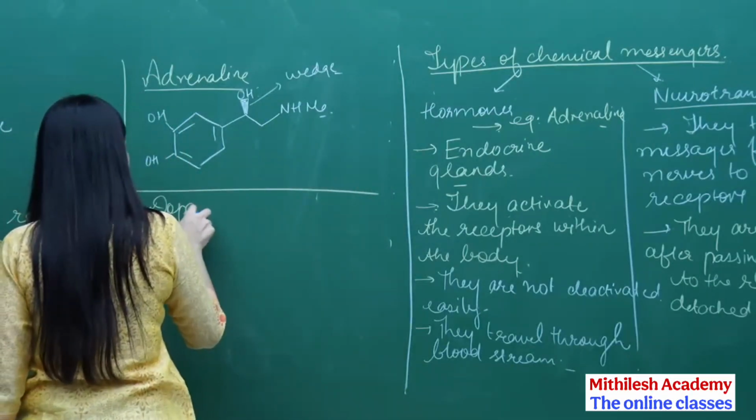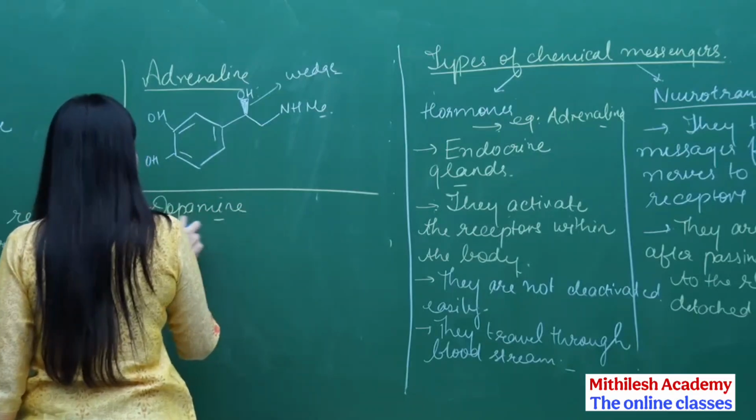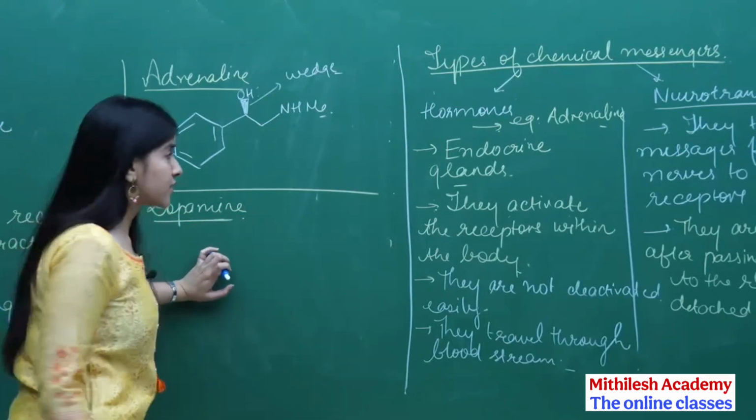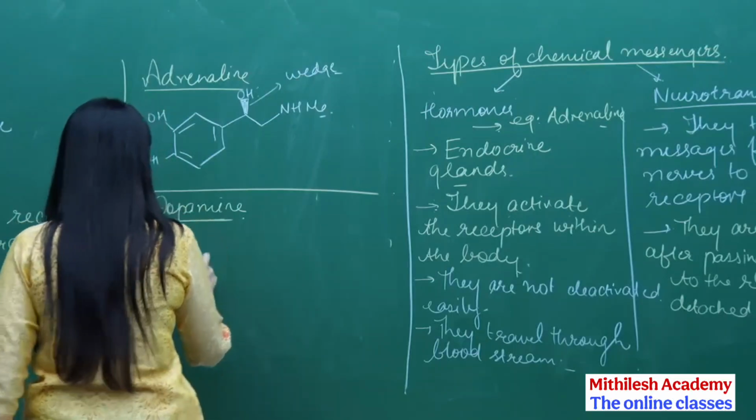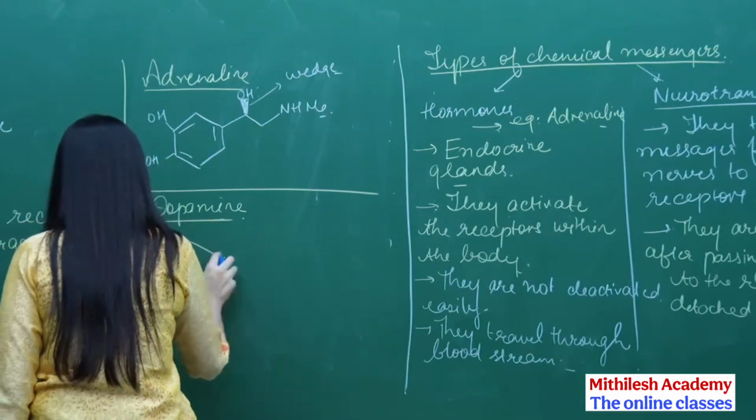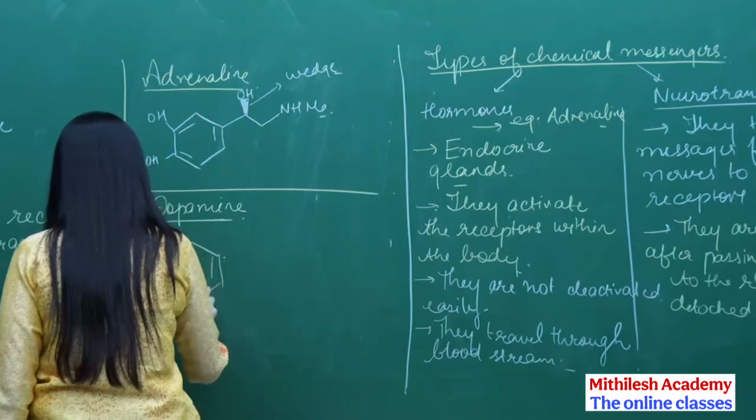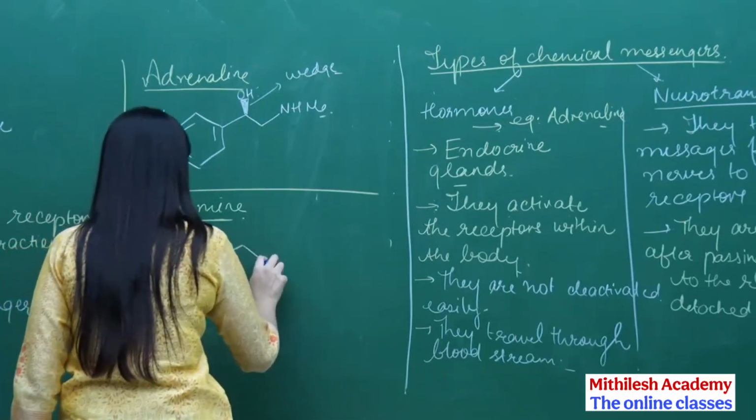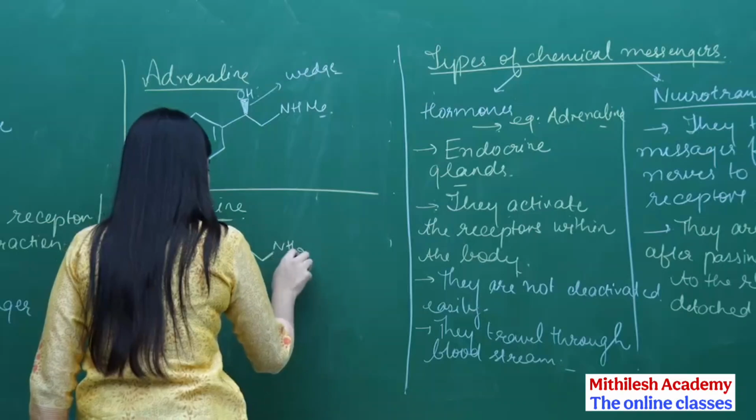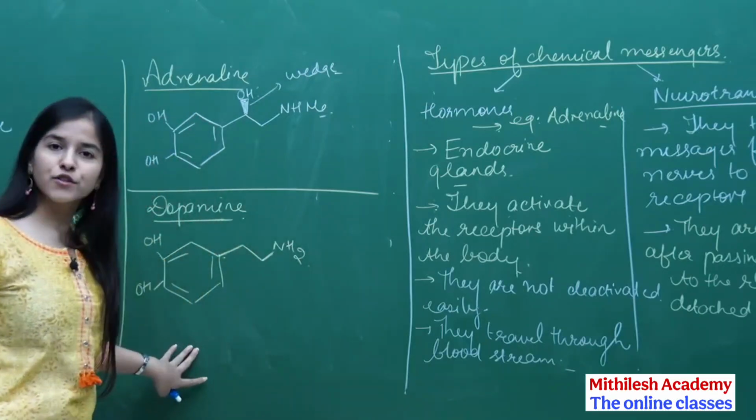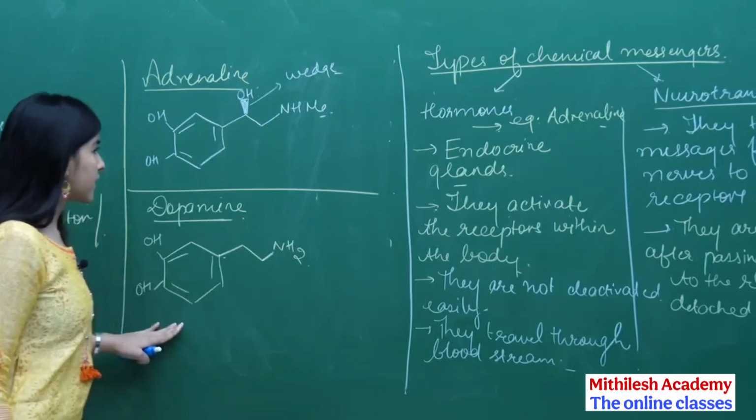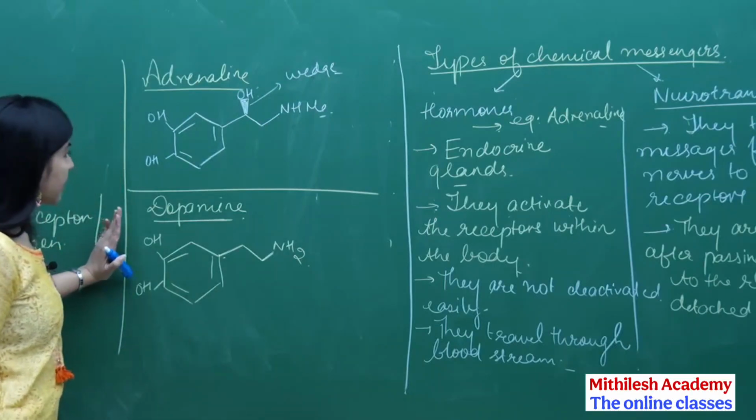How does dopamine look? You need to have proper knowledge of the structures here. So the dopamine would be something like this. That is how dopamine looks. I hope that is very clear to you.